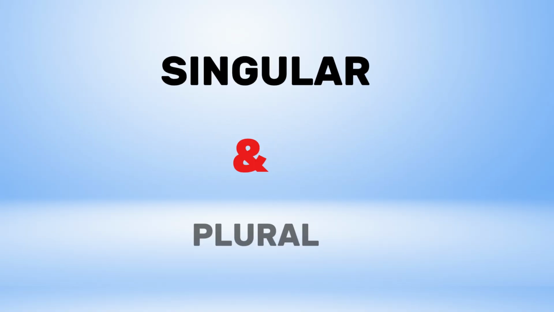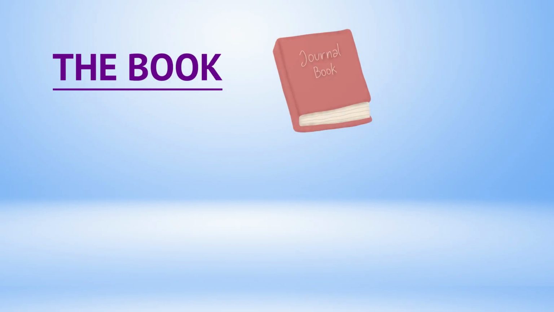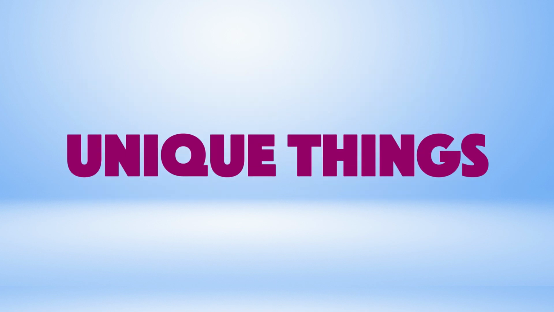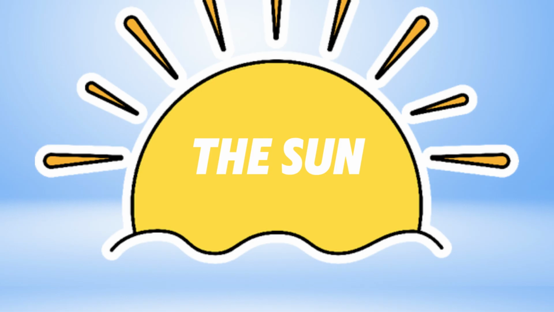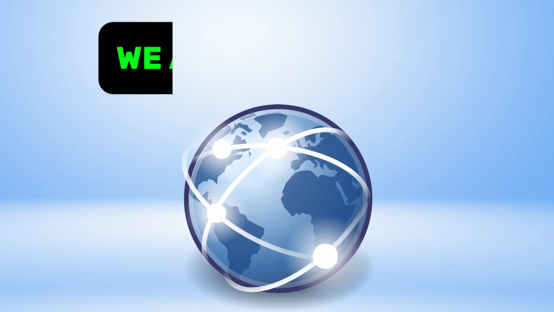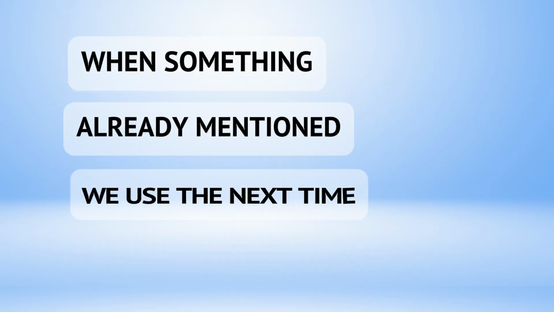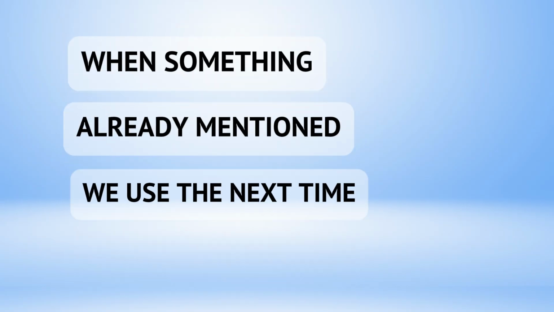Singular and plural nouns. Unlike a or an, you can use the with both singular as well as plural nouns. The book, a specific book. The books, a specific set of books. Unique things. When we are talking about something one of a kind, like the sun or the internet, we always use the. When something is already mentioned, once we mention something, we use the the next time.